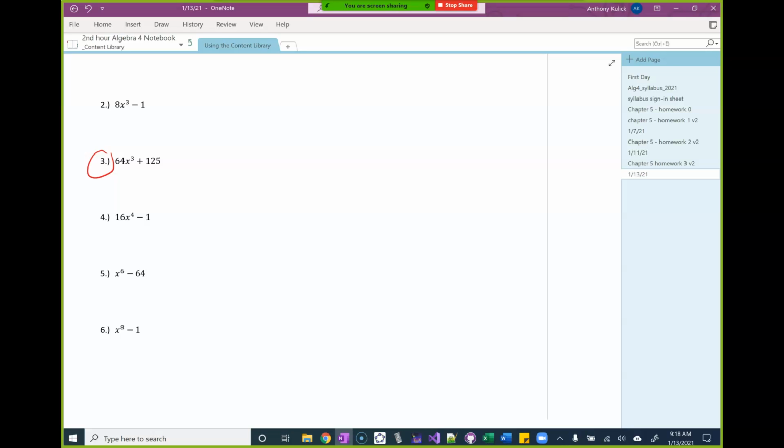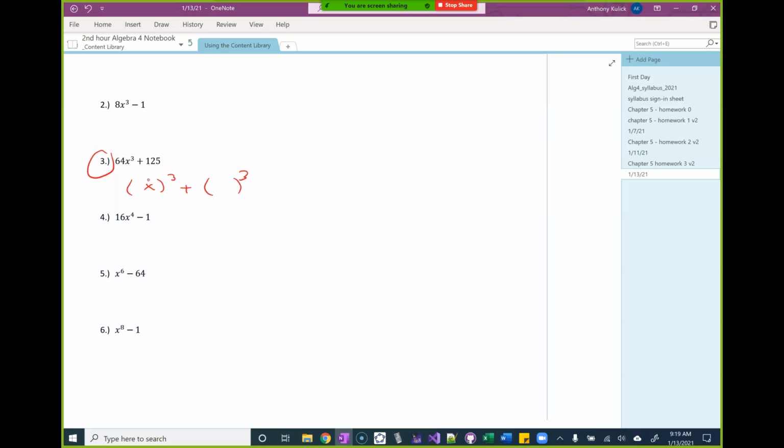Then we check to see if it's a difference or sum of 2 cubes. Well, we have an x to the third, so that's usually a pretty decent indication that this could be a sum or difference of 2 cubes. So that's what we're going to try to do here to see if that'll work. So let's see if we can write this as something cubed plus something cubed. So obviously x cubed is just x to the third. So I know that there's going to be an x in that first one. And then I have to look at 64.